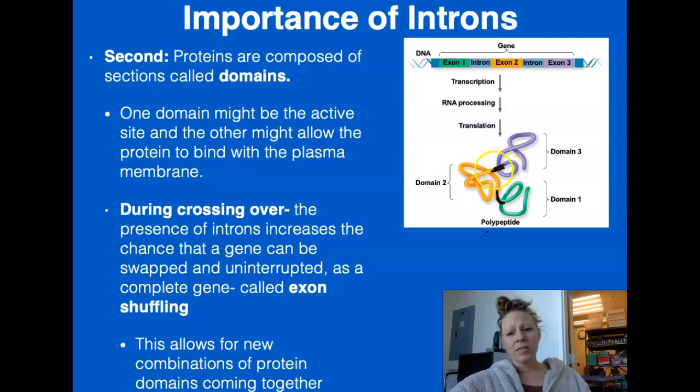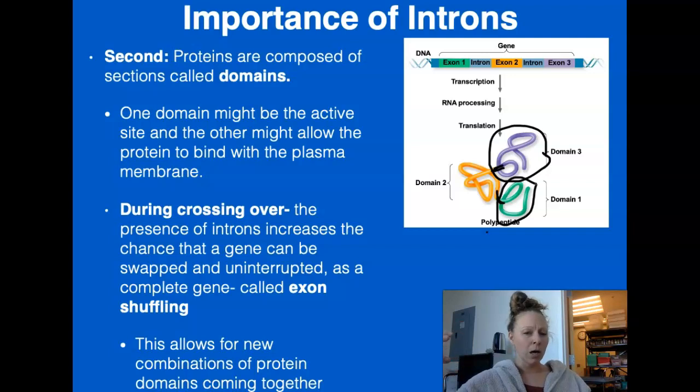And if we move these sections a little bit further apart, when crossing over happens, it's going to allow for a greater chance that this whole domain can move as one whole section, so that when it recombines with the other chromosome, its homologue, it's more likely to be able to function, more likely to be expressed, because it's going to be more intact.